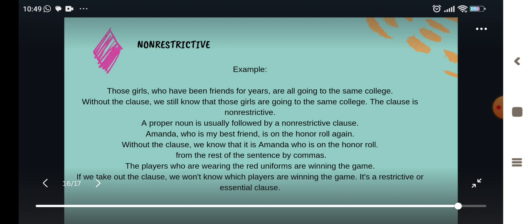The clause is separated from the rest of the sentence by commas. The players who are wearing the red uniforms are winning the game. Without this clause, we won't know which players are winning the game. So it is a restrictive, essential clause. It is important to talk about the previous example to compare the differences of these two, restrictive and non-restrictive adjective clauses.